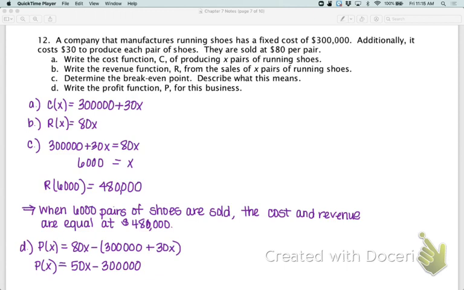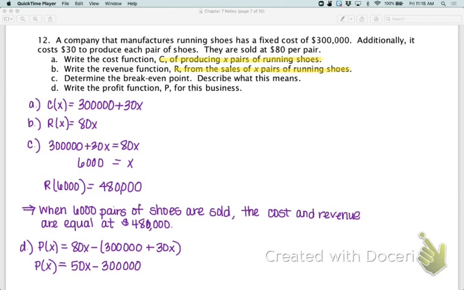Now, you'll notice these are the only problems so far that I did not define my variables at the beginning. And the reason for that is it was already defined for us. They told us which variables to use. If that was not part of the problem, then we would need to define it ourselves. So if they just said, write a cost function, then you would need to say, let C equal the cost, let X equal the number of pairs of running shoes. So we still always have to define our variables. The difference here is that they were already defined for us.